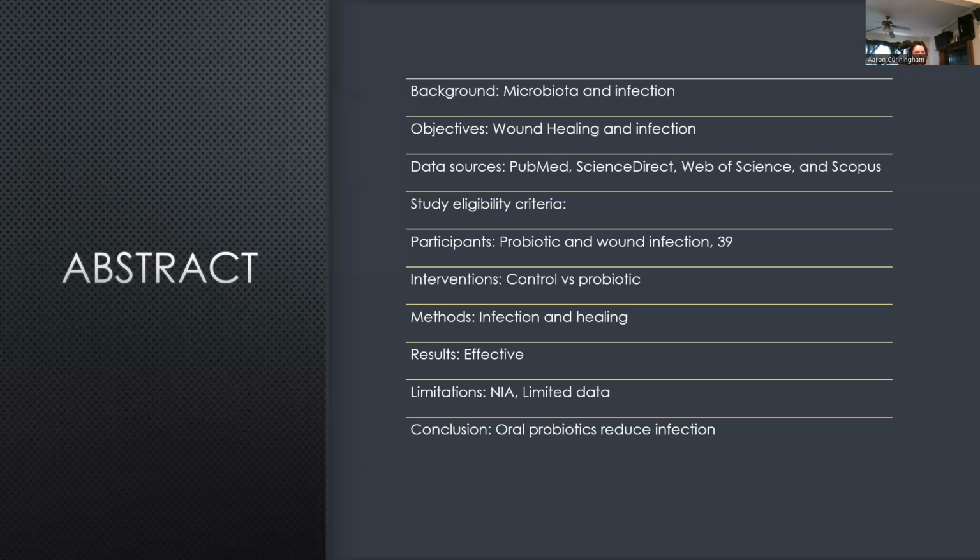Participants are 39 studies that all have to do with probiotics and wound infections. The interventions used are typically probiotic versus control of some kind. There are many different types of studies. It's quite a heterogeneous data set. The methods are including and extracting data from papers revolving around infection and wound healing, and the results show that there is a link between infection and wound healing. So the conclusion is oral probiotics and topical probiotics reduce the rate of infection in wound infection specifically. So limitations, as I kind of went over, are mostly that the data is very heterogeneous. So there's a lot of different types of study included, which we'll get into later.